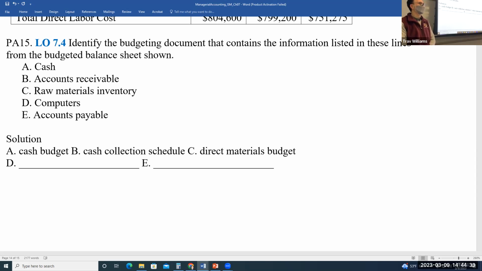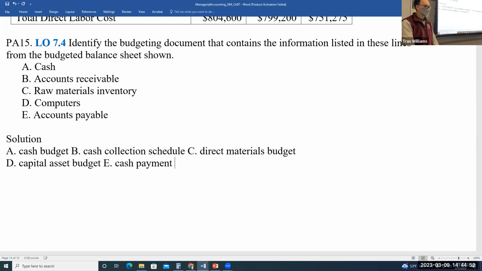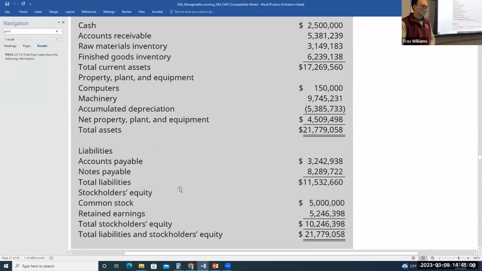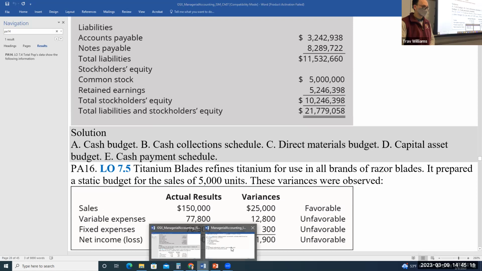How about computers? Yeah, capital. Sometimes they call it capital expense budget, sometimes capital asset budget. And accounts payable. Yeah, cash payment schedule. Okay, let's check these. And we got cash budget, cash collection schedule, direct materials budget, capital asset budget, cash payment schedule. I think that's exactly what we said, isn't it?